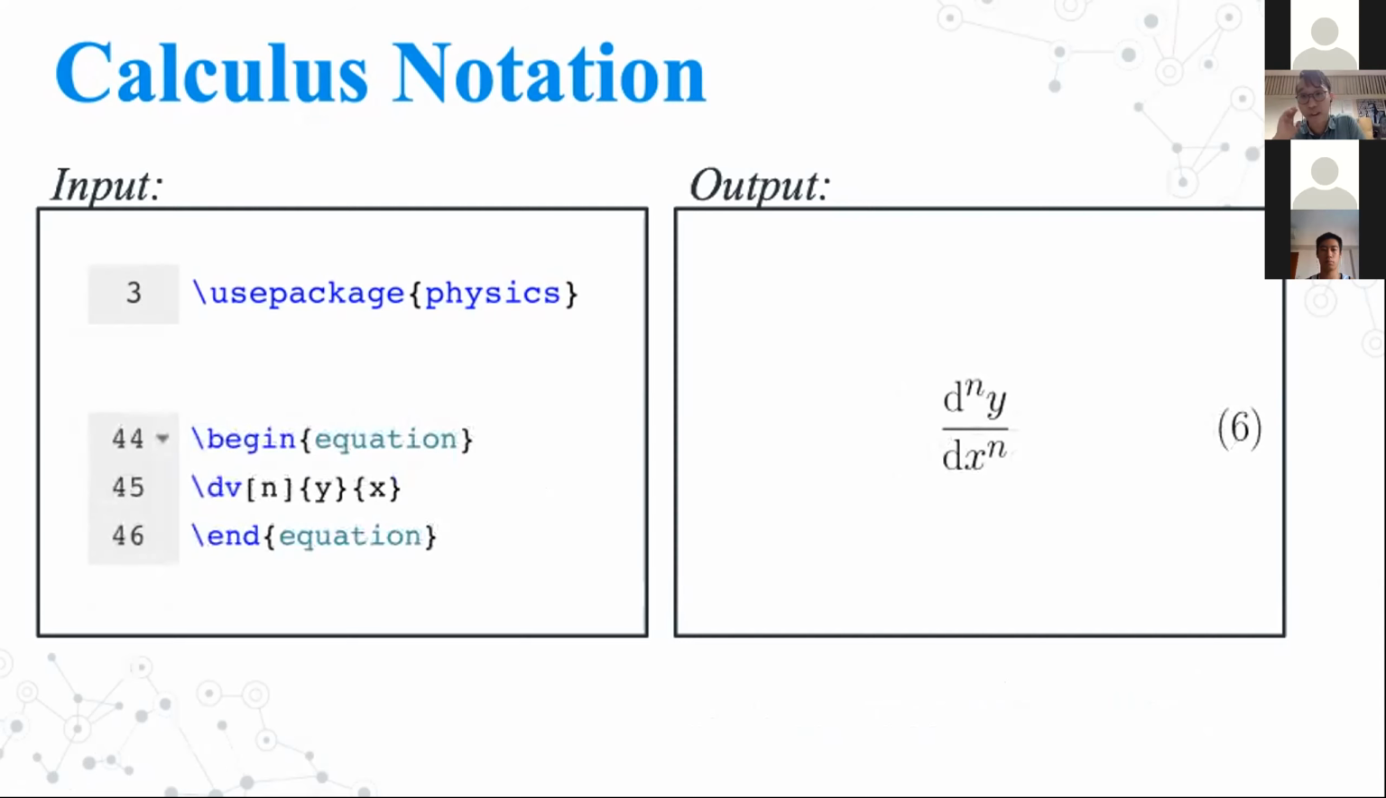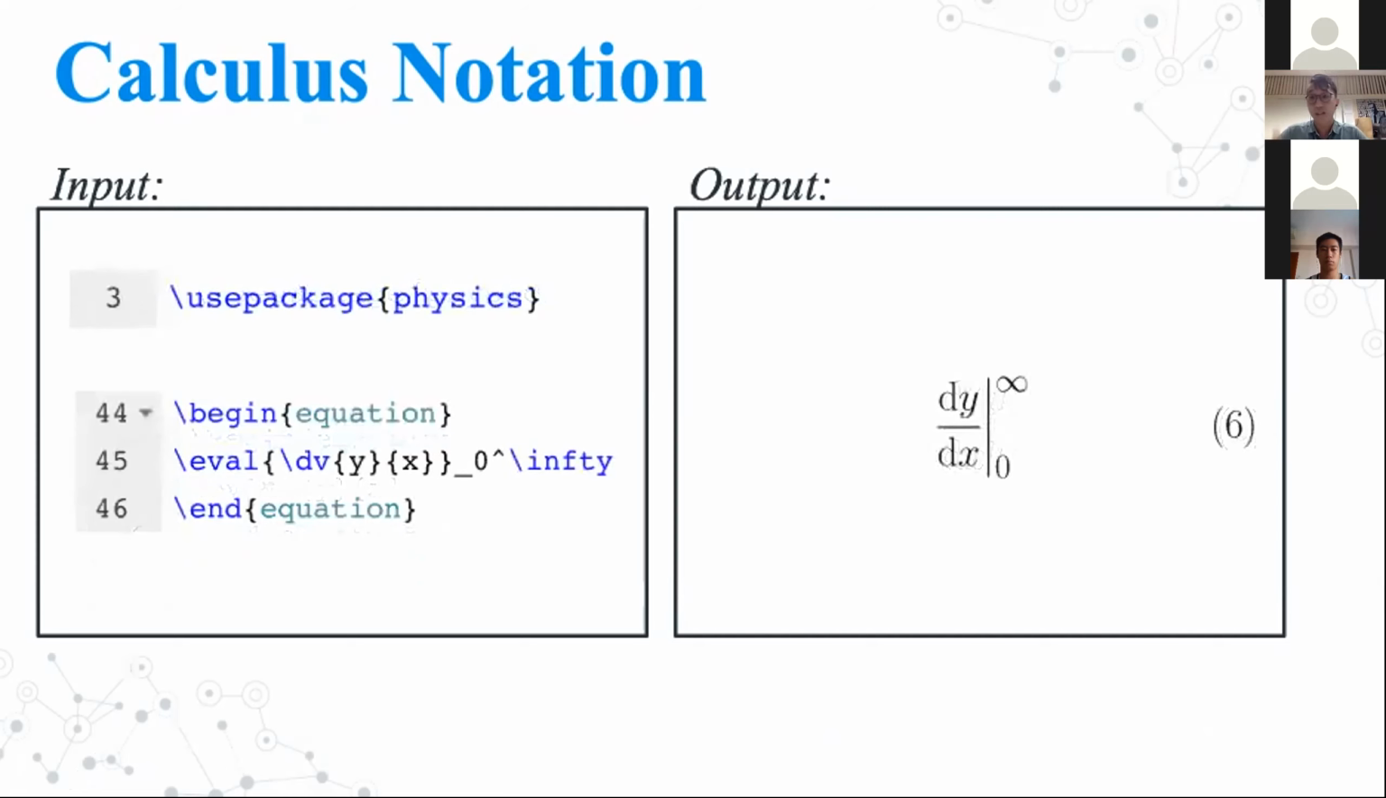Here's even more magic for y'all. If you want n derivatives, you can call this optional argument in square brackets n. So it's dv, square brackets n, then curly brackets y x. Then you see it comes out like this. If you replace n with, for example, 2, then it becomes d square y dx square. Wow, simple, right? You don't have to type frac, then curly bracket d to the power of n, y, you know what I mean? You don't have to do the whole thing.